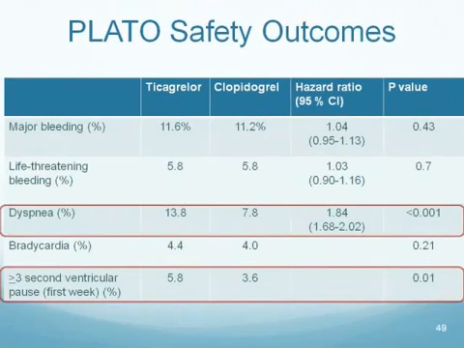What about bleeding? The bleeding was, in essence, there were no significant differences in major bleeding. Life-threatening bleeding was the same, 5.8% in both groups. There were some differences in terms of some other side effects. The patients receiving ticagrelor had a much higher incidence of dyspnea, and that did reach statistical significance, as well as in the first week, there were more patients who had a 3-second or more ventricular pause.